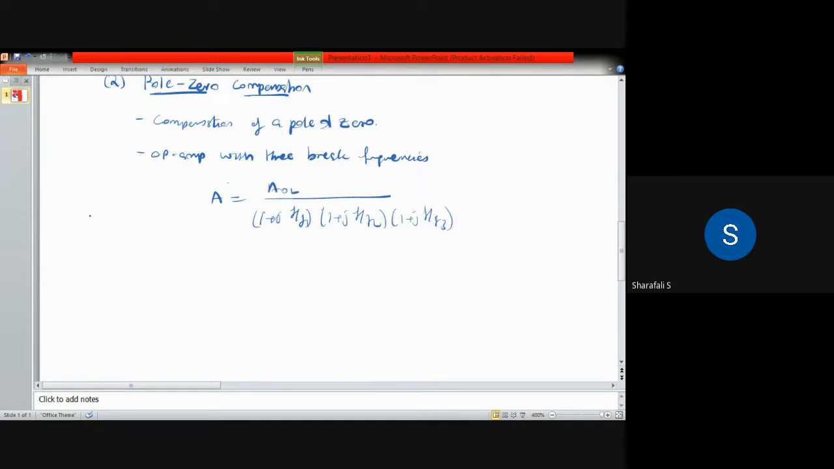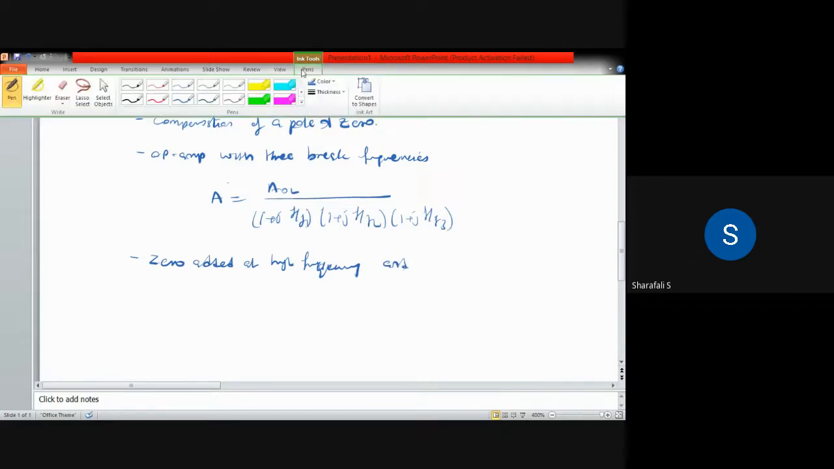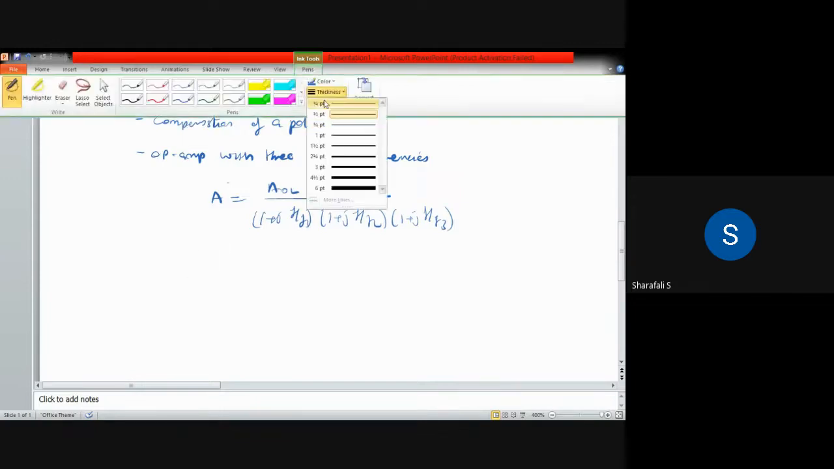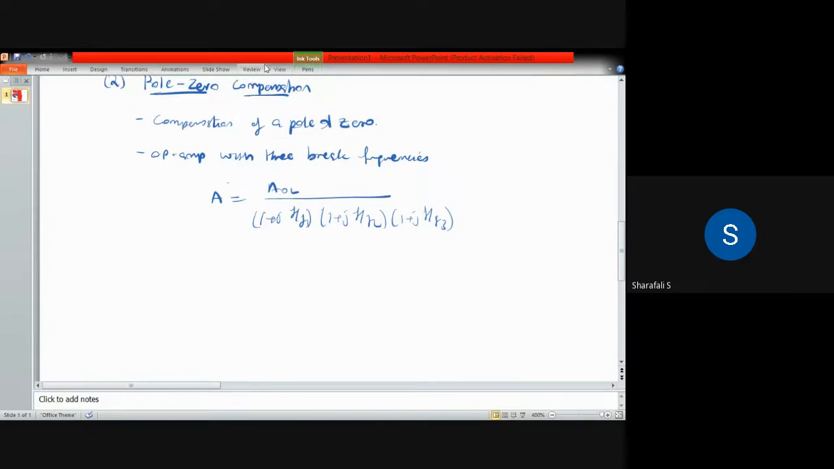And remember that the zero is added at a high frequency. This may confuse you. Basically, that zero will be added at a frequency which is larger than that of the first pole, which means the pole that we are introducing. Anyway, in pole zero compensation we have a circuit diagram like this.